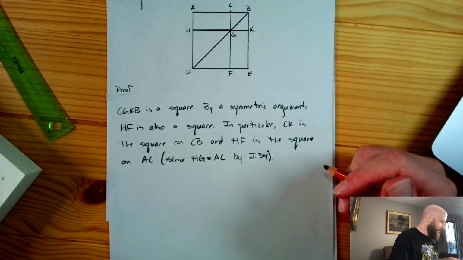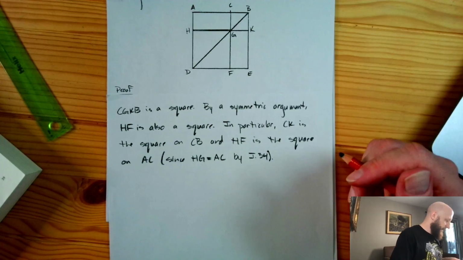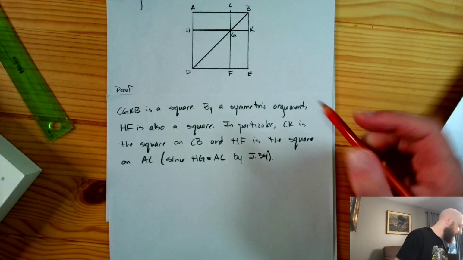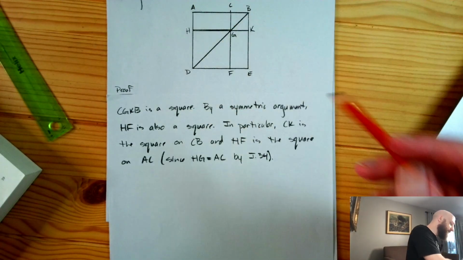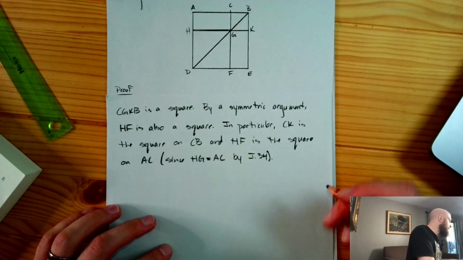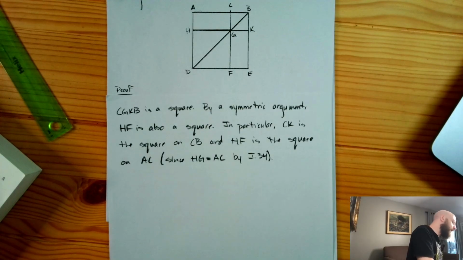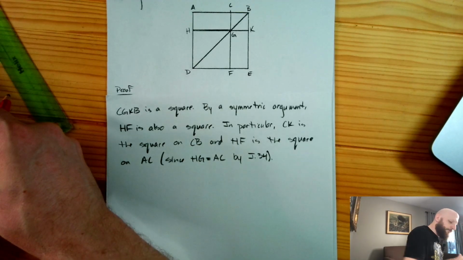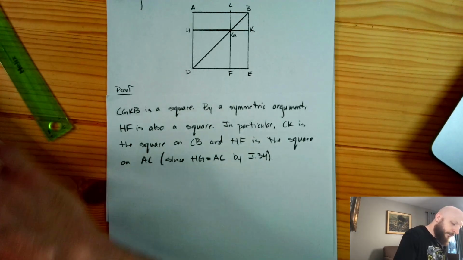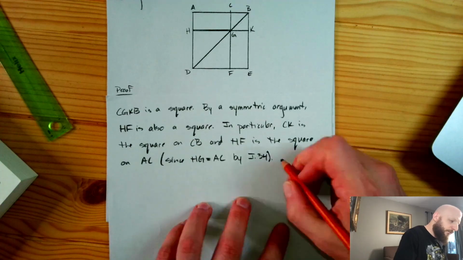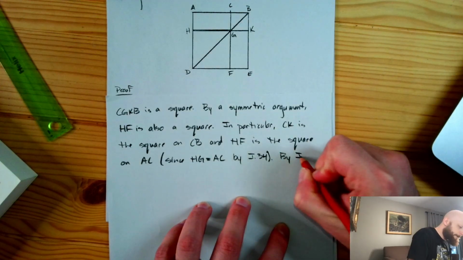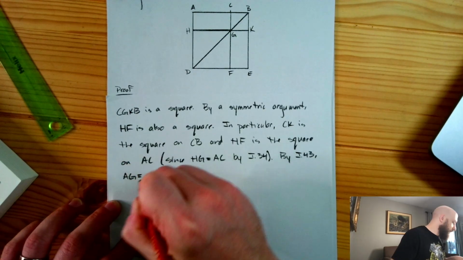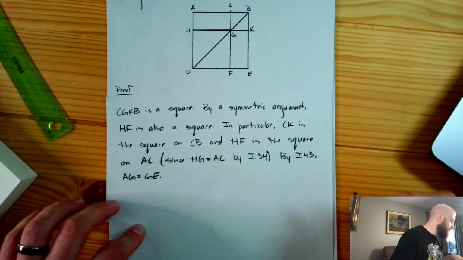Okie dokie. Now, since AG is equal to GE, and that one is not cited, let's see if I can find that one really quickly. It's the one that says that complements are equal. Prop 43. Yeah. By Prop 43, AG is equal to GE.